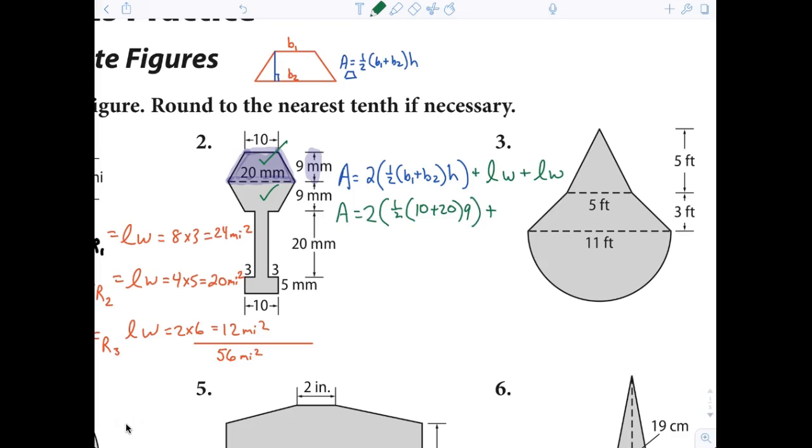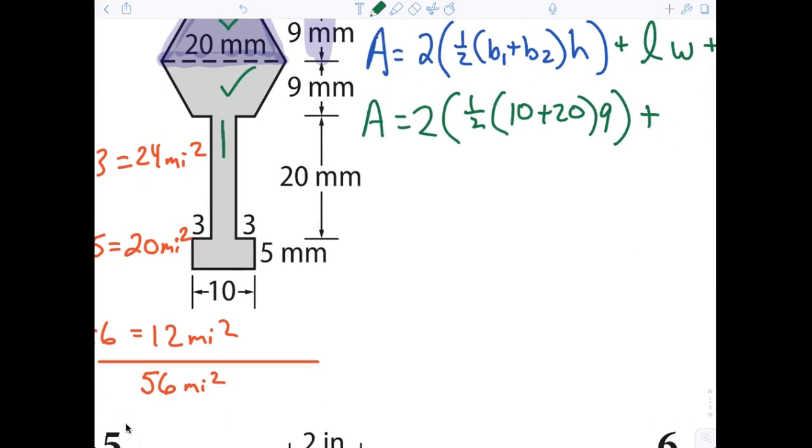Plus, what's the length and width of this rectangle right here? I need someone to try to figure that out. Length and width. Someone tell me. 20 by what? 20 by what? Oh, come on, guys. So here's what I want you to do, guys.